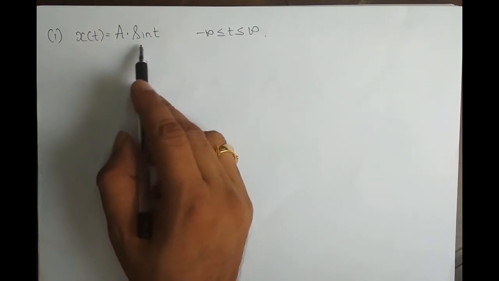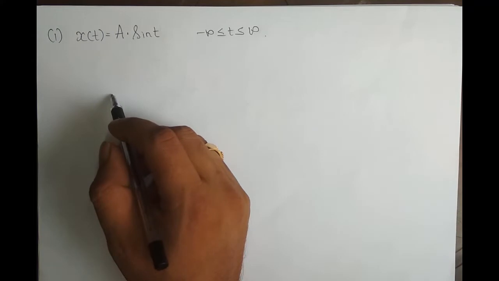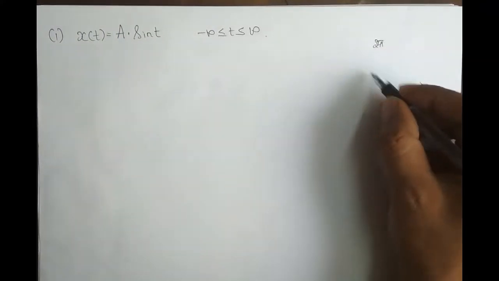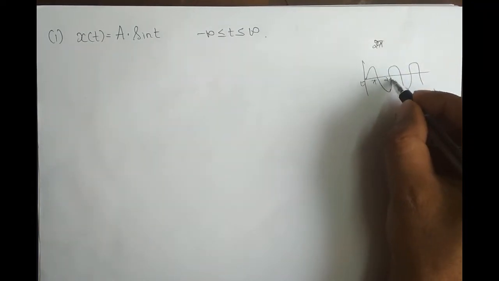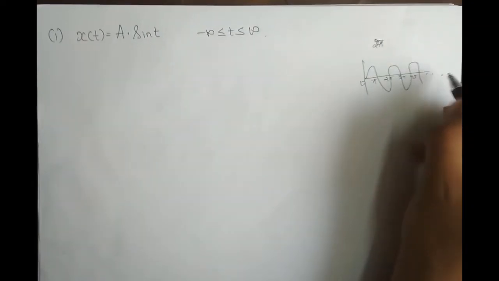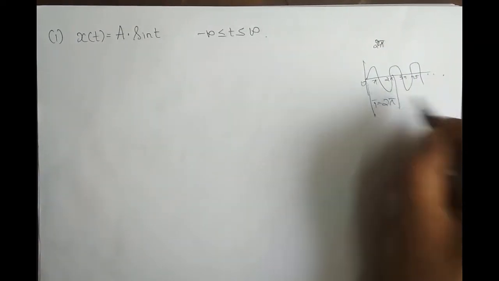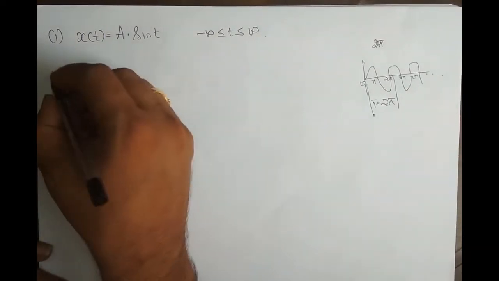Now, what is sin t? Sin t is periodic signal or non-periodic signal? Sin t is basically a periodic signal with fundamental period 2 pi, right? We know that it's 2 pi. For every 2 pi, the sin t repeats: 0, pi, 2 pi, 3 pi, 4 pi, and it goes on. So it's a periodic signal with fundamental period capital T equal to 2 pi.